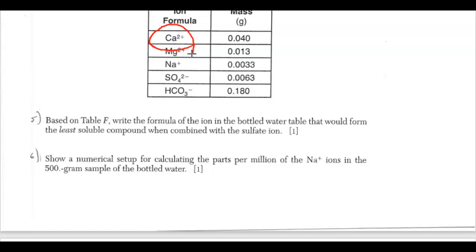Number 6, numerical setup again. So we're just going to plug the numbers into the formula for calculating the parts per million of sodium ions in the 500-gram sample of the bottled water. Parts per million is on reference table T. Let's check it out, and we'll come on back and do the setup.